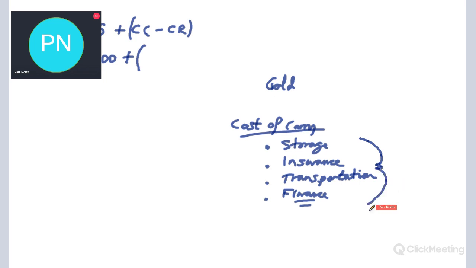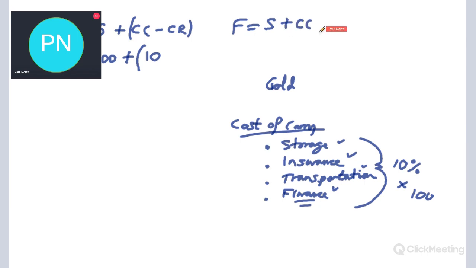So there is an argument, as we'll see in just a moment, that says you can work out the theoretical price of an asset if you know what the storage cost is, insurance, transportation, and financing, let's say for a commodity. Now, if that came to 10% of the spot price, then 10% of 100 gives you a carry cost of 10. Now, for quite a lot of simple, non-perishable commodities, the formula is F equals S plus CC. And in this case, it would be 110.